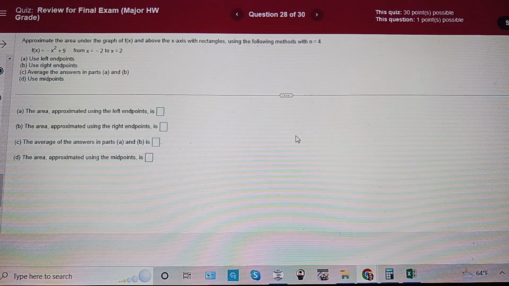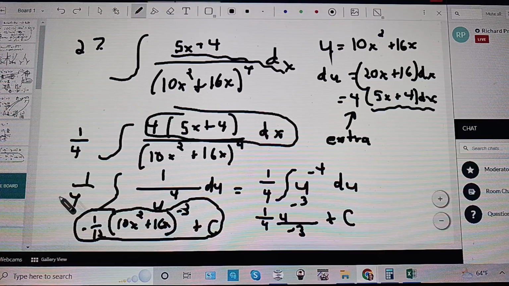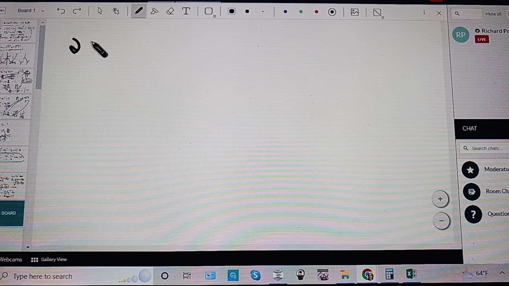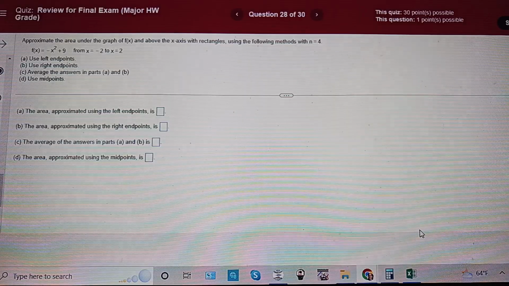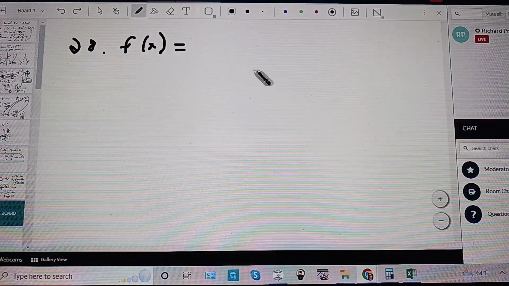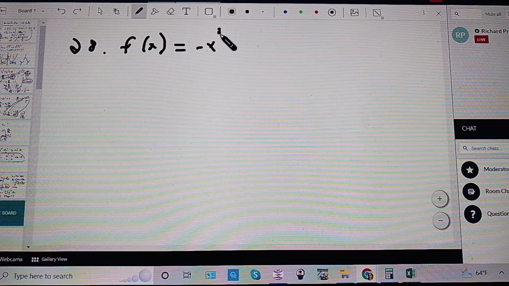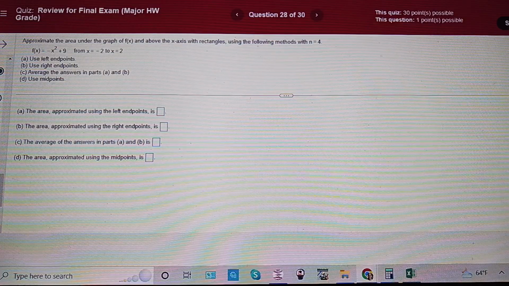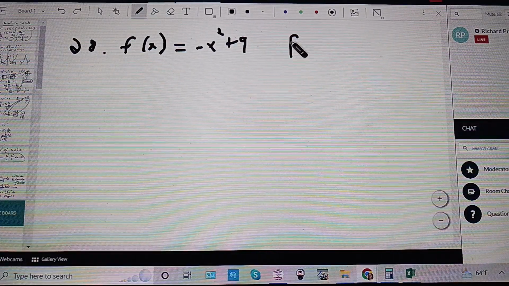Okay, section 7.3 was all about these left and right and midpoint rectangles in order to approximate what eventually becomes the definite integral. So 28, f of x equals -x squared plus 9, from -2 to 2.